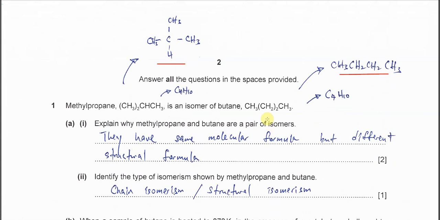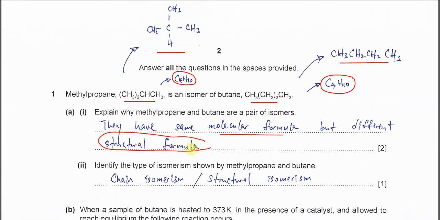Obviously they are structural isomers and they must have the same molecular formula. Which means they will have 4 carbon and 10 hydrogen, the same, C4H10. And they must have one different thing, and the different thing is the structural formula. The structural formula for methylpropane is this, butane is this. So this is their difference.